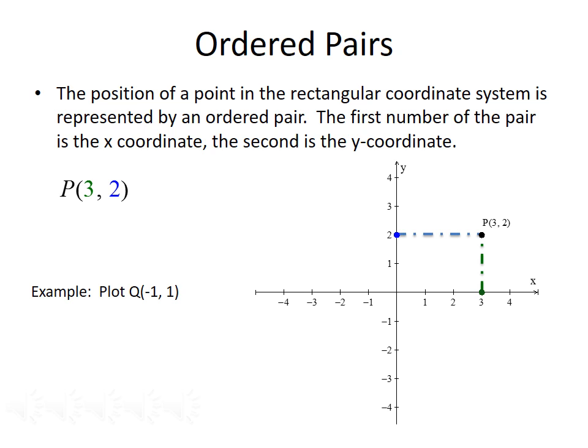I want you to try to plot the point Q with ordered pair (-1, 1). So Q with coordinates (-1, 1) will be the point that goes to the left by 1 and up by 1 if we're starting at the origin. So it has an x-coordinate that corresponds with -1 and a y-coordinate that corresponds with +1.